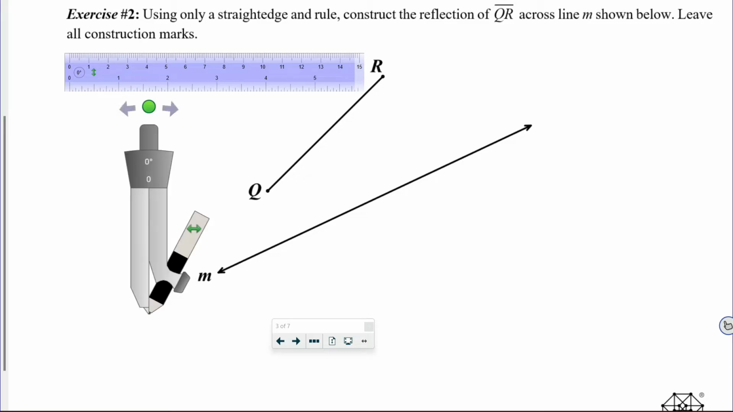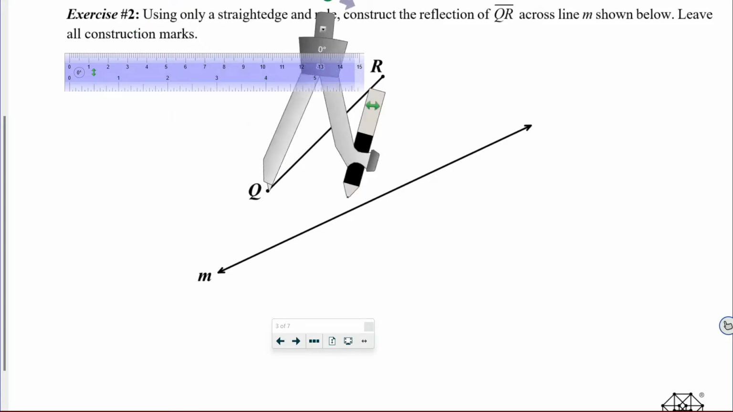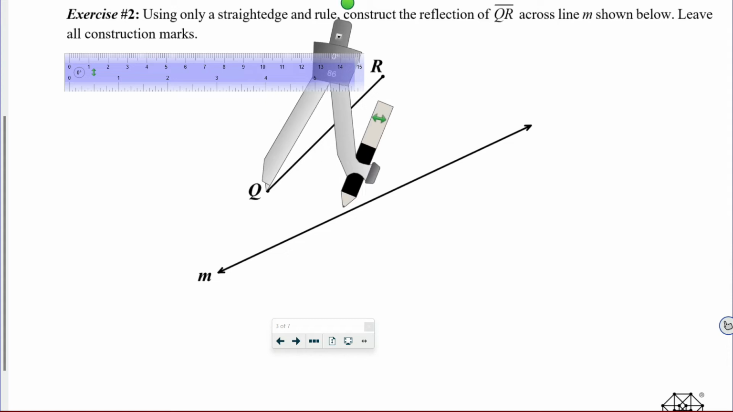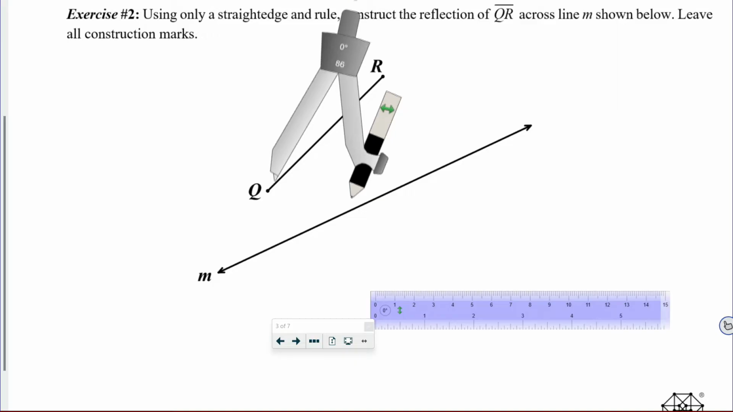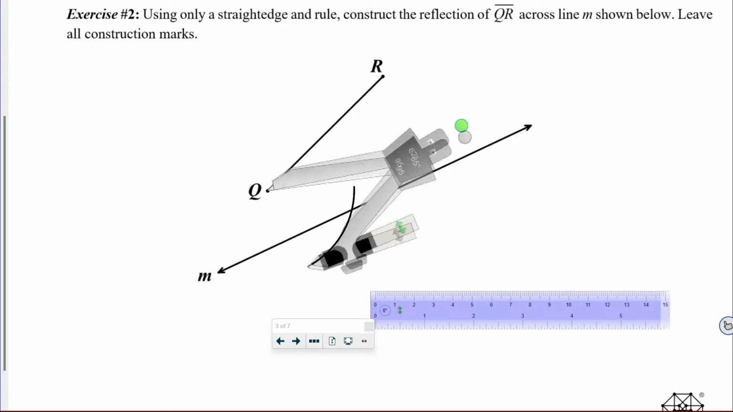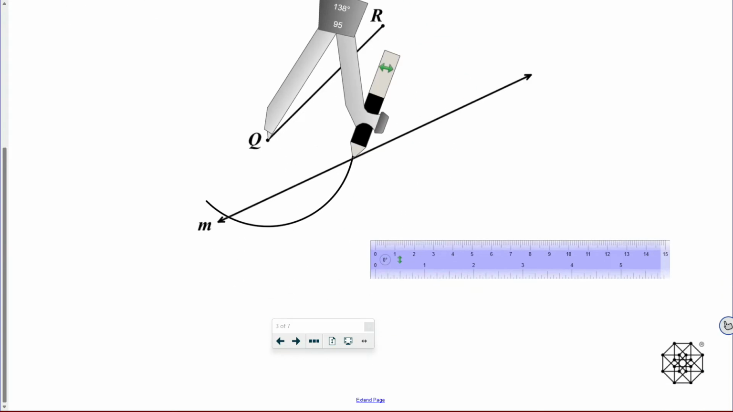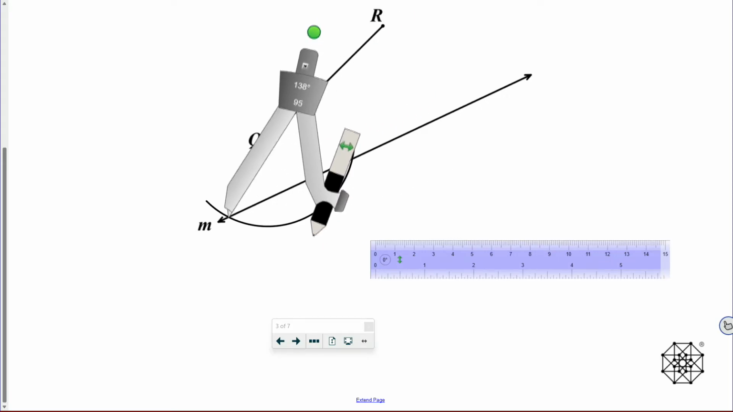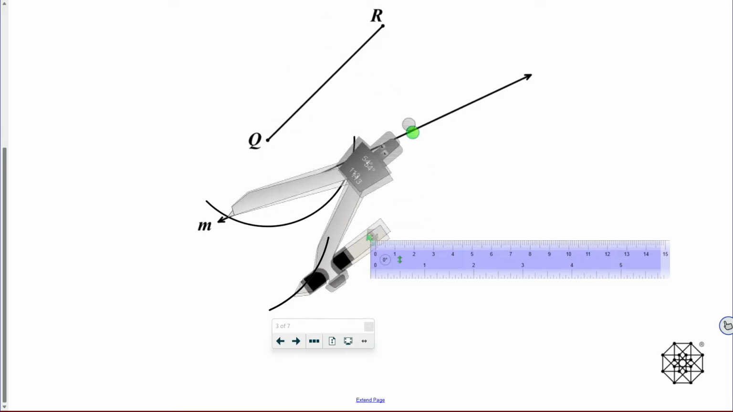I'm going to bring my compass over. Remember, I start by constructing a line that passes through Q that is perpendicular to line M. The first thing I do is draw that arc. Let me get my ruler out of the way. I have to draw that arc that is centered at Q and that passes through my line twice. All right, just did it. Excellent. Now that I've got those intersection points, I'm going to come down here, maybe make my compass a little bit wider. It can be the same length, but there we go. I'm going to draw that arc.